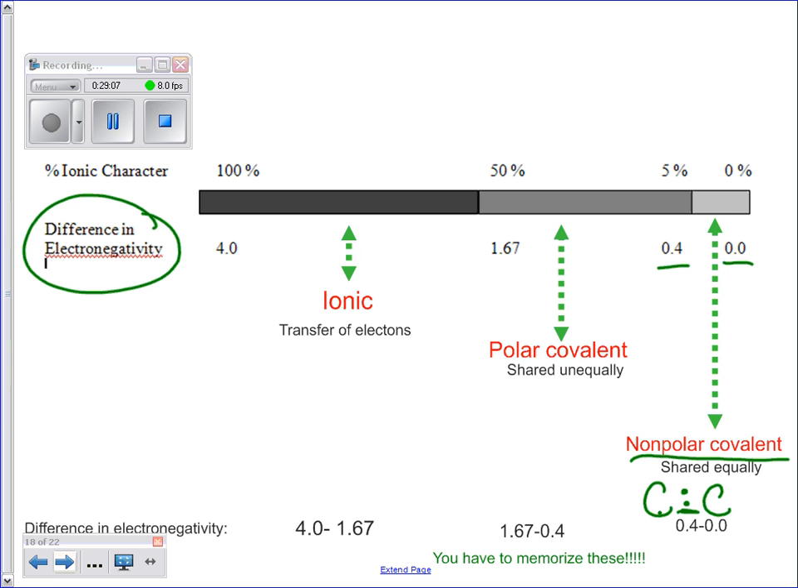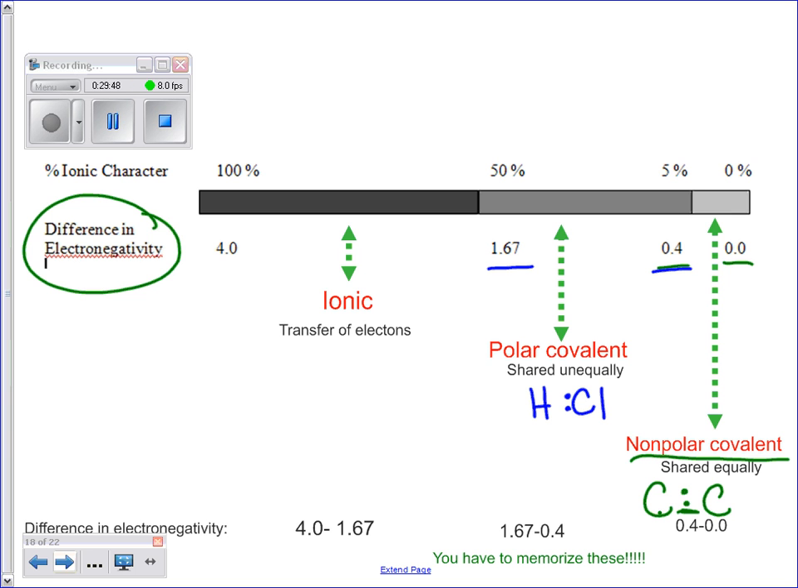If after subtracting the electronegativity values it's between 0.4 and 1.67, that means it's a polar covalent bond. They don't share them equally. So this case would be, for instance, HCl. Hydrogen tends to get rid of its electrons, so it's not very electronegative. It doesn't like electrons. Chlorine, on the other hand, loves to gain electrons. It's very electronegative. So if these two were sharing electrons, you would see these electrons closer to chlorine and further away from hydrogen because chlorine's pulling them towards itself.